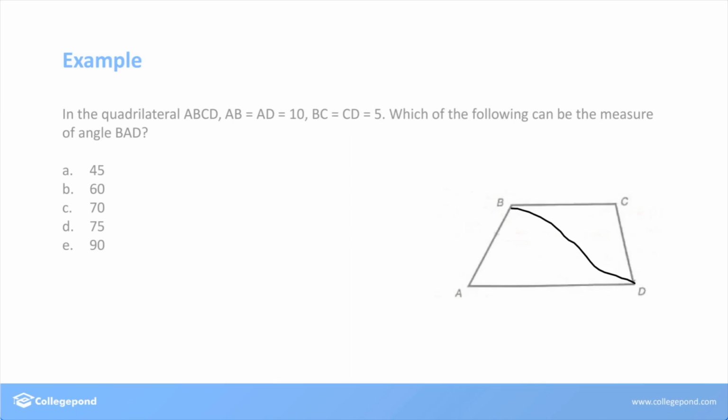BD has to be less than 10. So if BD has to be less than 10, the angle A is going to be less than 60 degrees. If BD is 10, A is 60 degrees. If BD is less than 10, then A will be less than 60 degrees. That is the only option available to us, option A, 45. Hence the answer is 45. So this would be the fastest way of solving this problem.